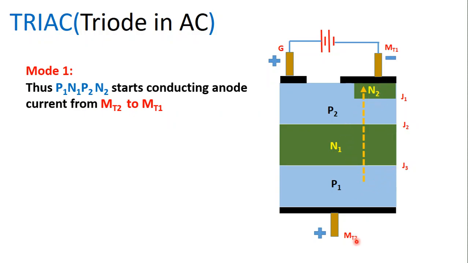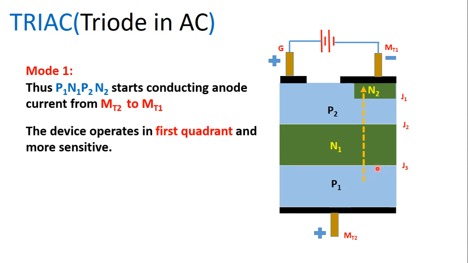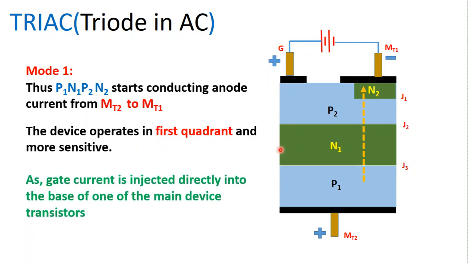So the current will flow from MT2 terminal to MT1 terminal shown by this orange arrowhead, as you can see in the diagram. So this is the first quadrant operation and is the most sensitive mode of operation, because here the gate current is injected directly into the base of one of the main device transistors. Means here when P1 N1 P2 N2 structure conducts, this N1 P2 N2 acts as one transistor structure, and here P1 N1 P2 acts as another transistor structure.